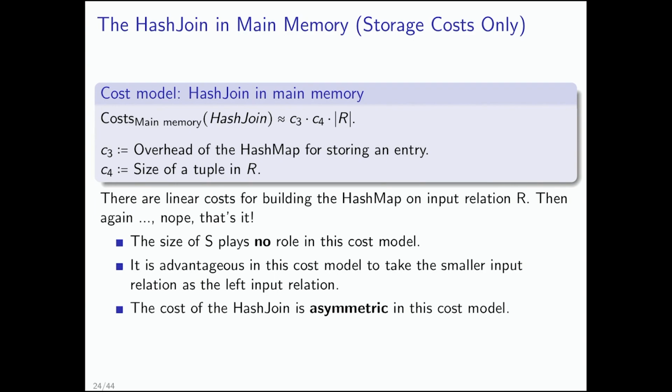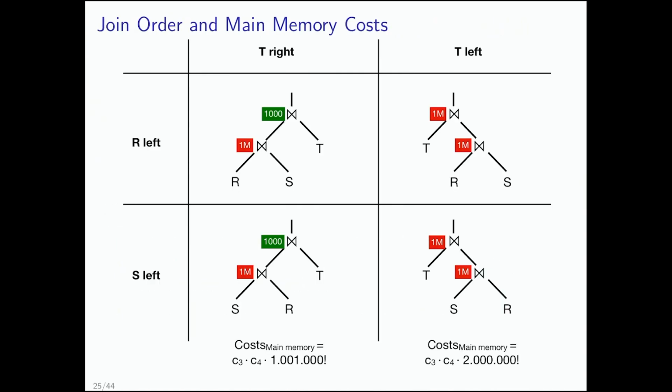But in any case, what that means is this hash join is all of a sudden asymmetric in this cost model, not symmetric as before, where we only looked at the size of the intermediate results. Now it's really asymmetric if you factor in the main memory consumption of these operators. So things get more complex when you look at these operators.